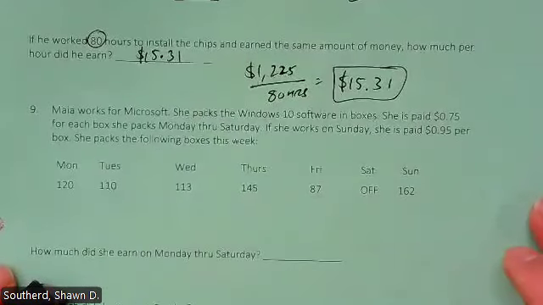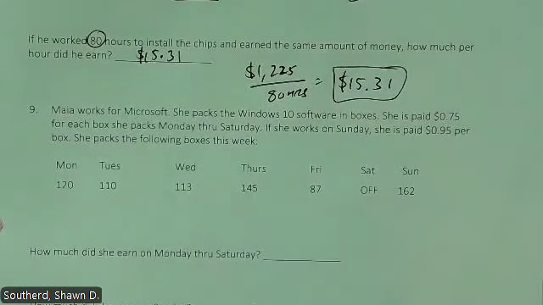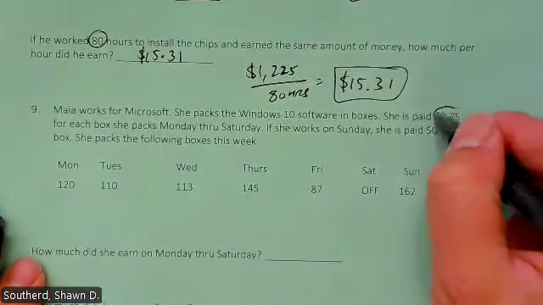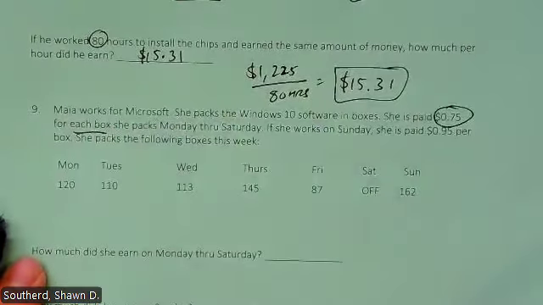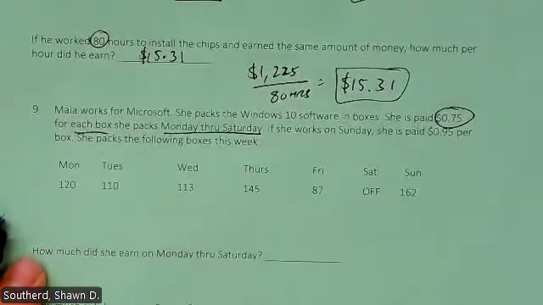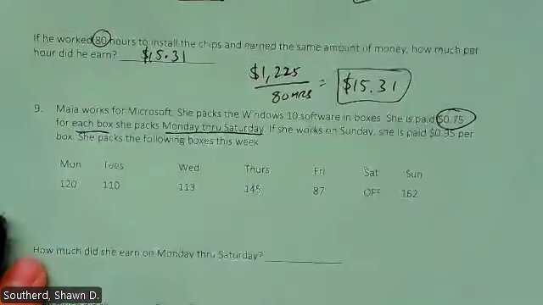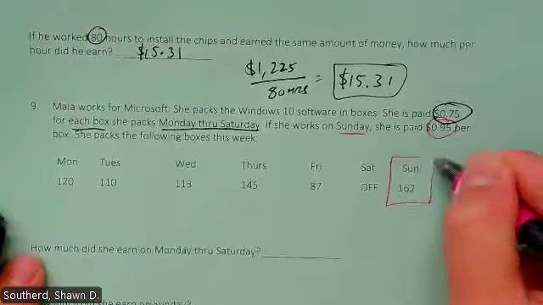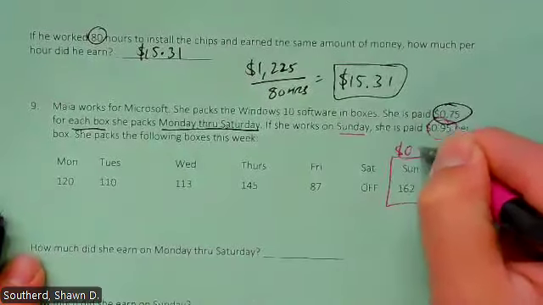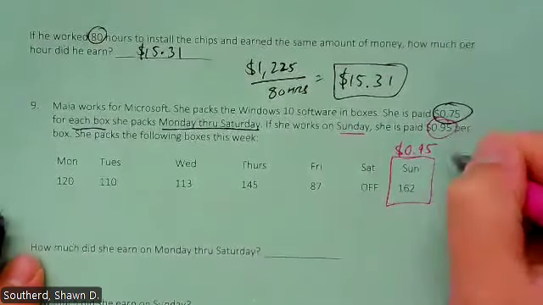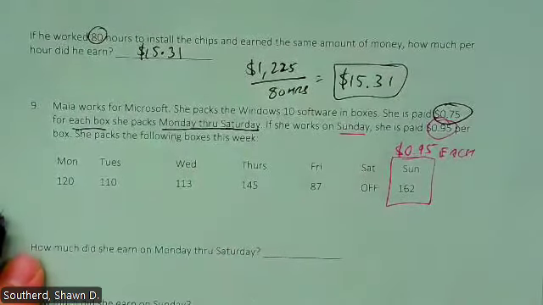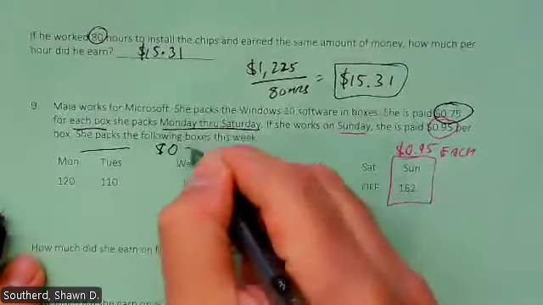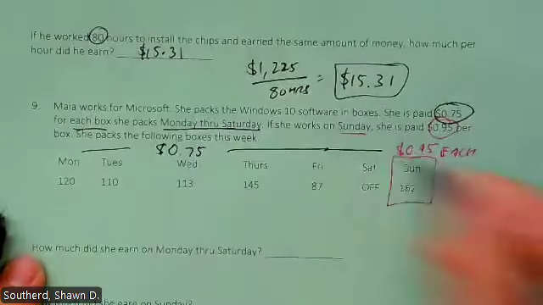Okay. Maya works for Microsoft and we have all these boxes that she gets to pack. She is paid 75 cents for each box that she packs Monday through Saturday. If she works on a Sunday, that's a little bit different. Now she gets paid 95 cents per box. So I'm going to box up Sunday and remind myself that for this one she's getting paid 95 cents each. For all the other days, including Saturday, she only gets paid 75 cents.